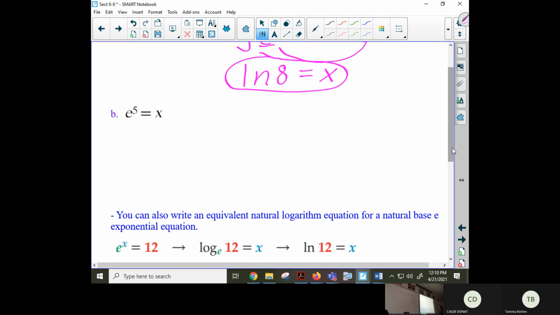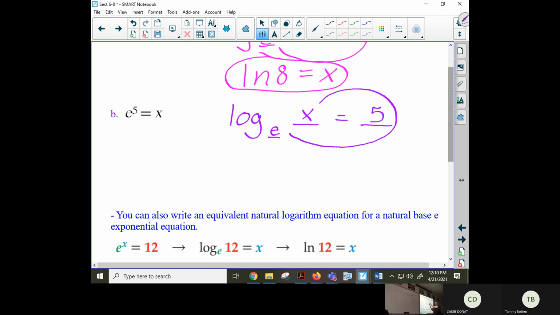All right. Now, if we look at this next one here, again, I think about what goes here, and what goes here. Do you guys know what would go here? E here, and here, x, right? Because e to the 5th is x. And then once you do that, the only thing you have left to do is replace log base e with natural log.